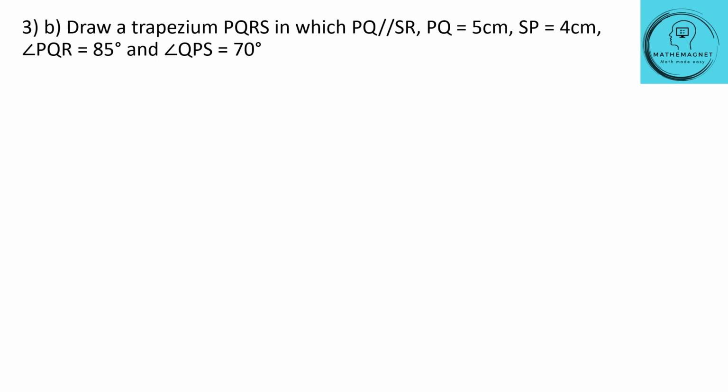So let's start with drawing the line PQ. The first line we draw, PQ, will be measured as 5 centimeters. Once we finish drawing the straight line PQ, let's keep the protractor at the point P and measure an angle of 70 degrees to get QPS. The angle QPS should be 70 degrees and also the side SP should be measuring 4 centimeters.